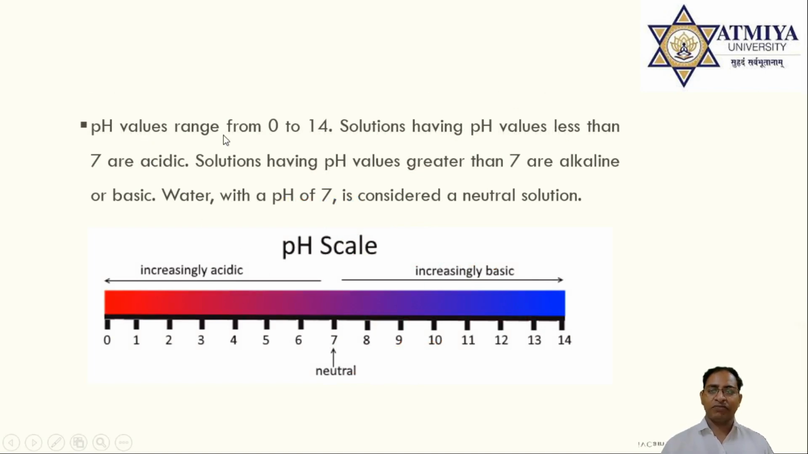The pH value ranges from 0 to 14, as we have already discussed. If the pH is 7, the solution is neutral. If it is less than 7, it is acidic, and if it goes beyond 7, then we call it basic. So this is the pH scale. If it is 7, it is neutral; less than 7, it is acidic; and if the pH is more than 7, the solution will be basic.